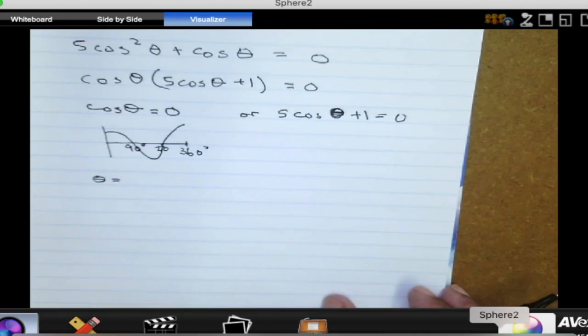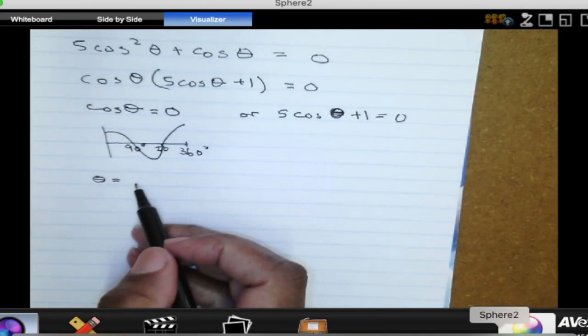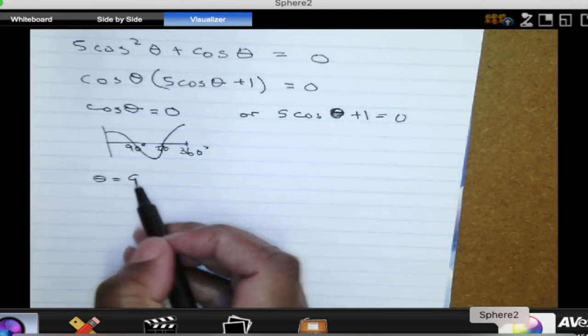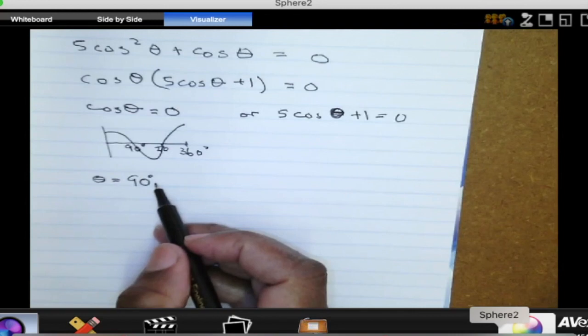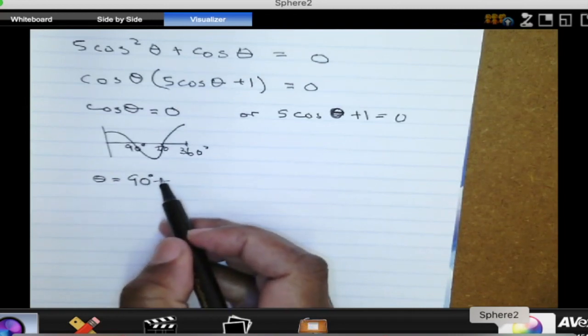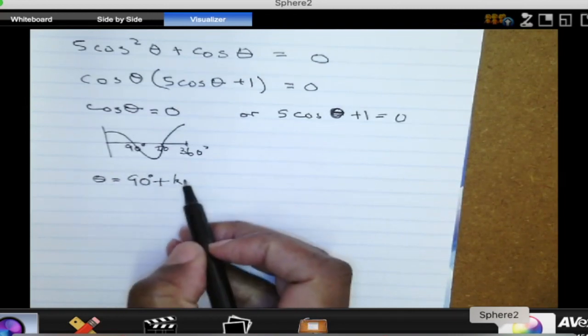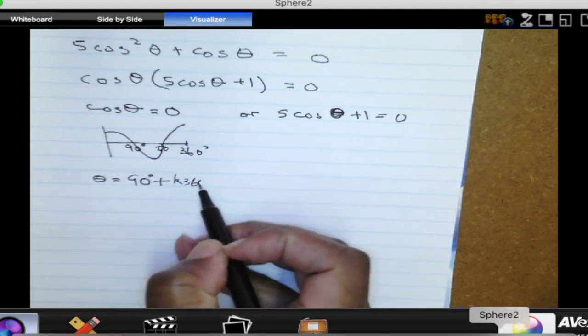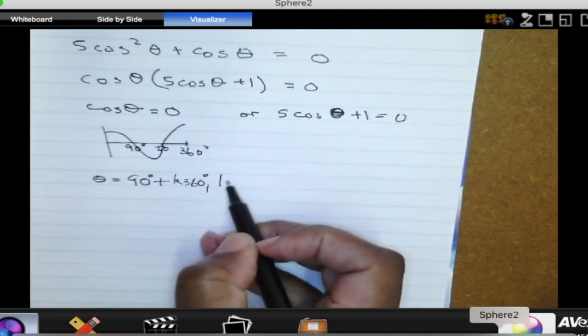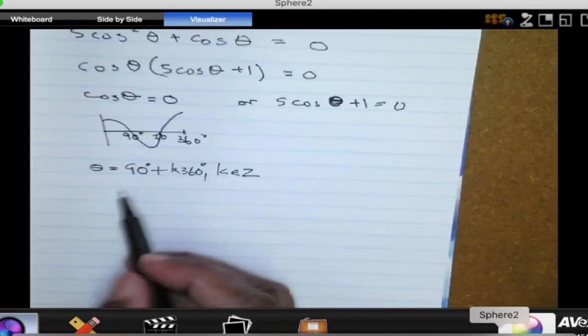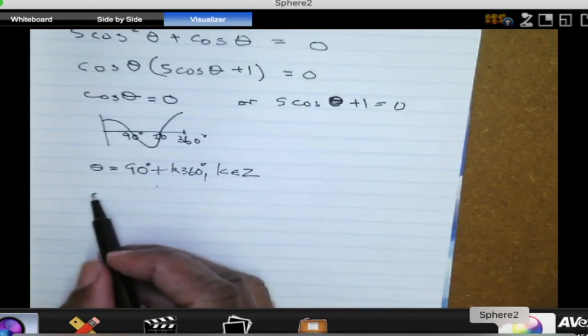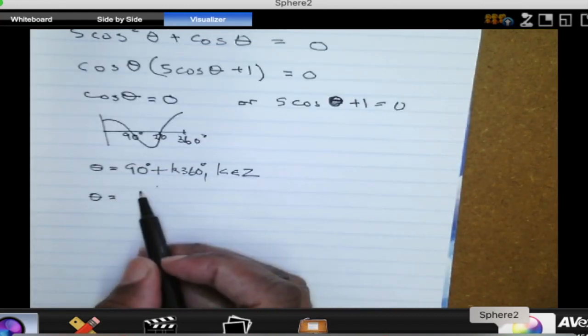So 90 degrees, right? So if you know that cosine of 90 is equal to 0, you don't even have to draw that diagram. You just need to know that cosine of 90 is equal to 0, which means one of your angles should be 90 degrees. But we can add many more revolutions here. So let's do that. Plus k 360 degrees, where k is an integer. And from your graph there, the other value is obviously 270 degrees.